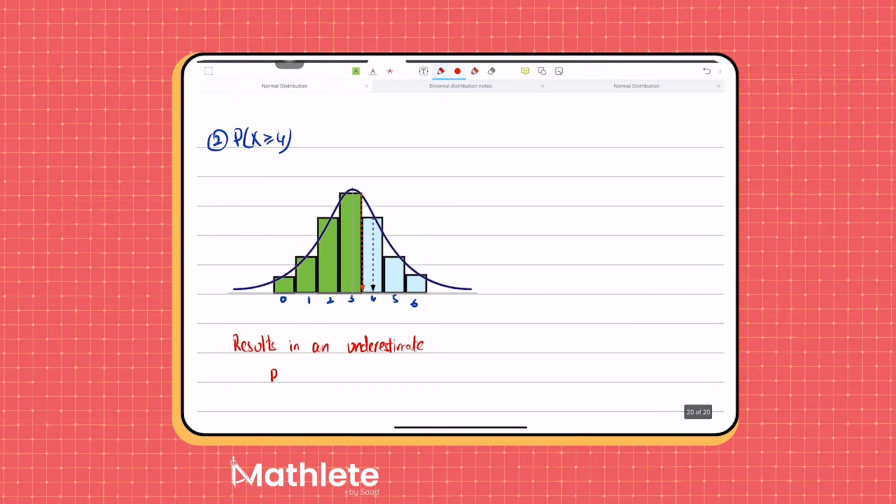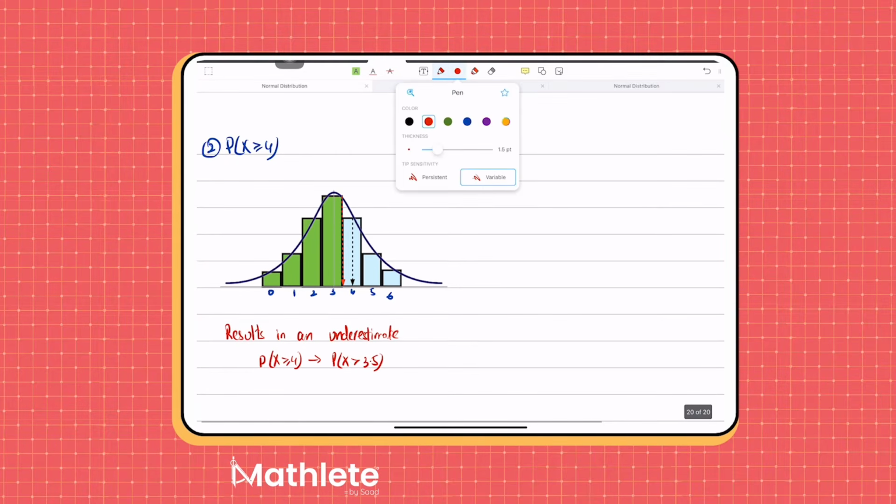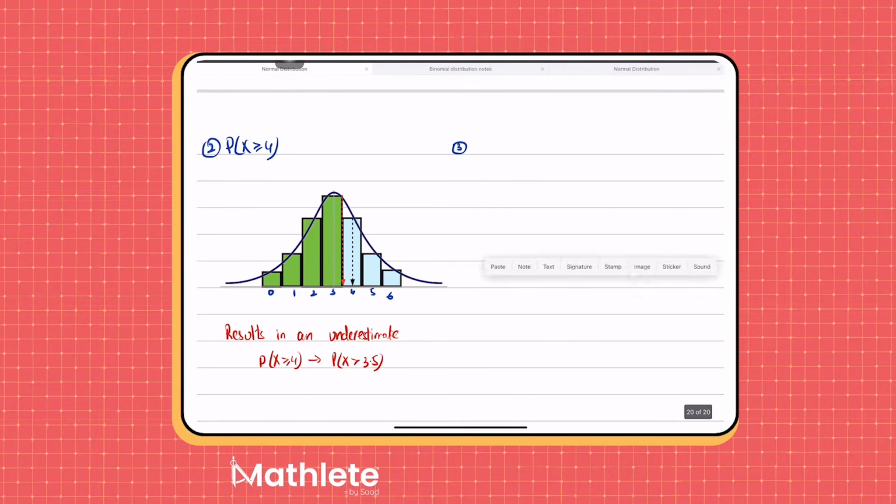So that's why, if we're given the probability of x greater than or equal to 4, we instead take the probability that x is greater than or equal to 3.5. Again, in normal distribution, it makes no difference whether you take greater than or equal to. All right. Now, the third case, the second to last case. No, actually, we have a few more cases.